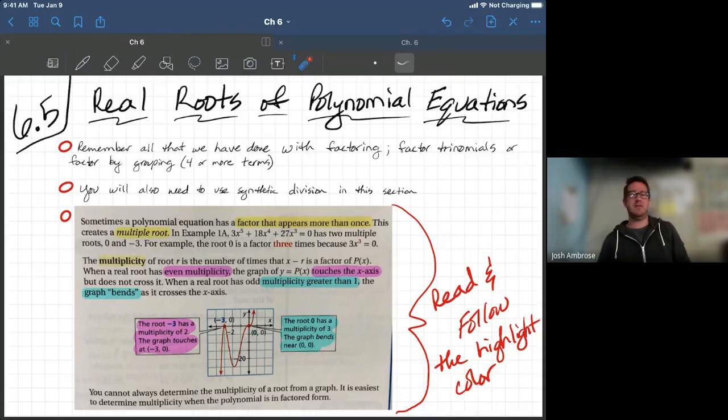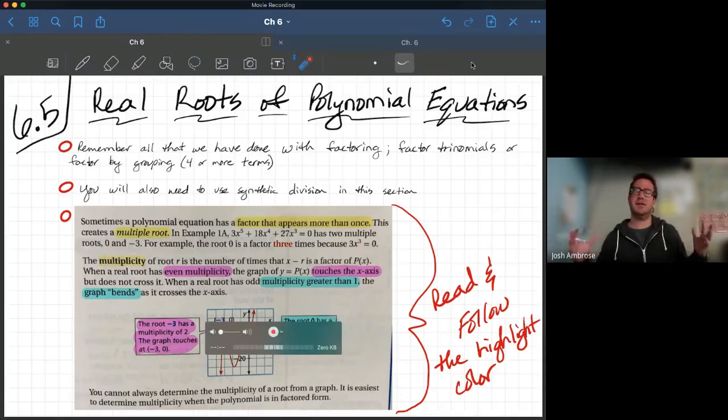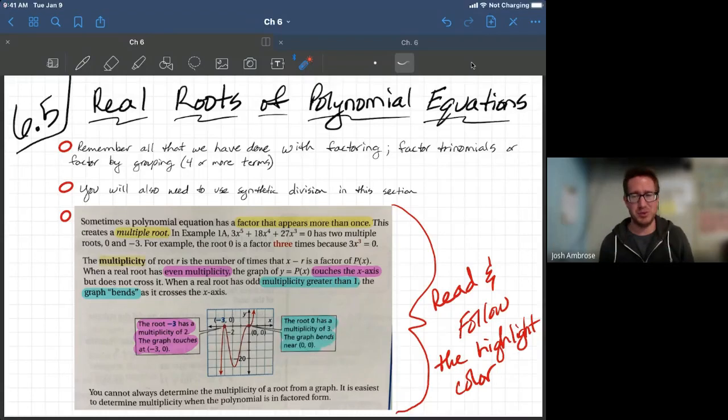I hope you are ready for another amazing Algebra 2 note video. We are in section 5 today and still in chapter 6. We are about halfway through chapter 6, and we're talking about real roots of polynomial equations. We've been working a lot with polynomials. They're not going away anytime soon. So let's jump into it.